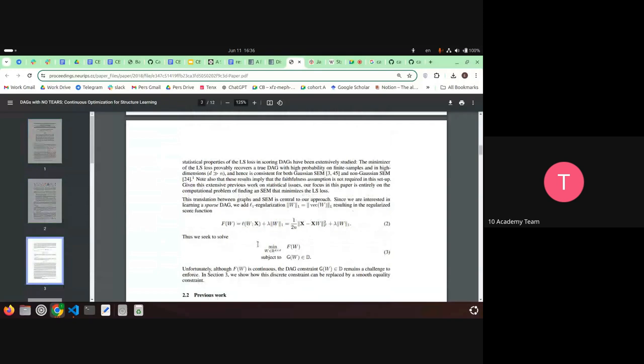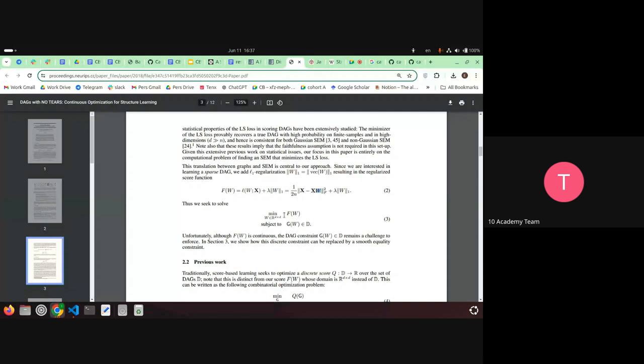So this is basically the loss. You can see X is my data, the real value or output. And X multiplied by W is a weight matrix multiplying the parents of a particular variable with some weights. So this loss function is the difference between the true and the predicted according to the linear structural equations. So they are using linear structural equations in this algorithm.